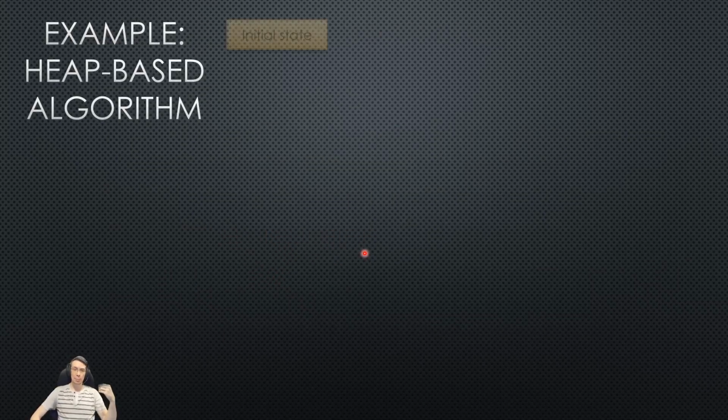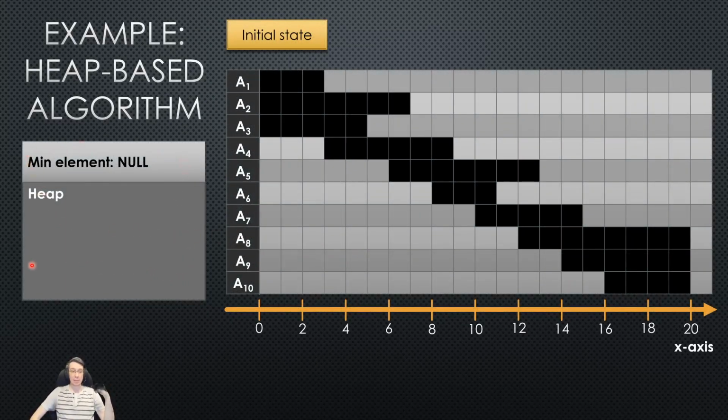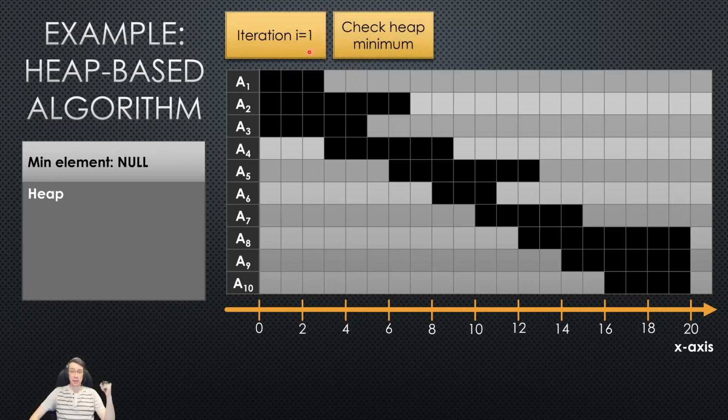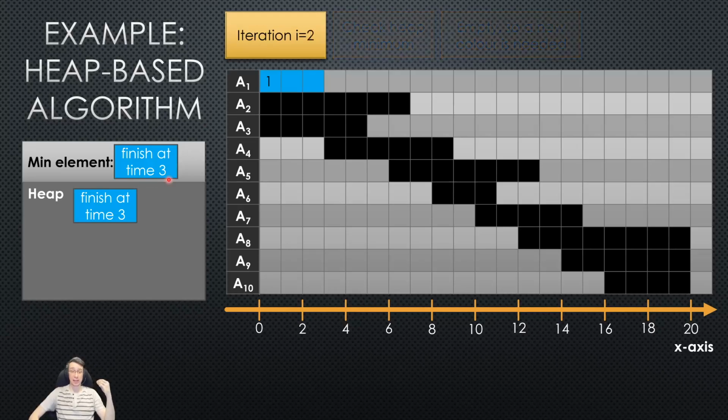So what if we came up with a heap-based algorithm? Imagine that we now have a heap that's going to store our finish times. So instead of an array of finishing times, one for each color, we have a heap. In the first iteration, we're going to check the heap minimum. If it's empty, then we need a new color. So we're going to create a new color and put its finish time in the heap. And the heap is going to be ordered by the finish times for these colors.